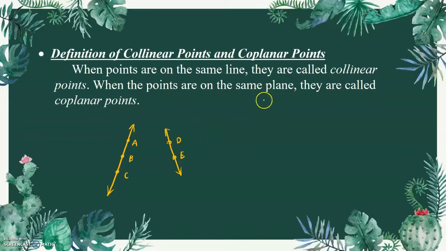Next, let's have coplanar points. Now, when points are on the same plane, they are called coplanar points. In geometry, a plane is mostly represented by a rectangle. So let's have a plane here. Now let's name this plane as plane X.